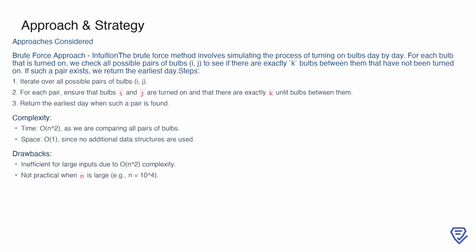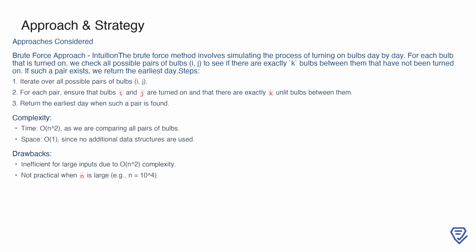To begin, the brute force approach is the most straightforward way to tackle this problem. The intuition here is to simulate the process of turning on the bulbs day by day and then check all possible pairs of bulbs to see if they satisfy the condition of having exactly k unlit bulbs between them. The process involves iterating over all pairs of bulbs, ensuring that the two selected bulbs are already turned on, and then confirming that the bulbs between them remain unlit. Once we find a valid pair, we return the earliest day this occurs.